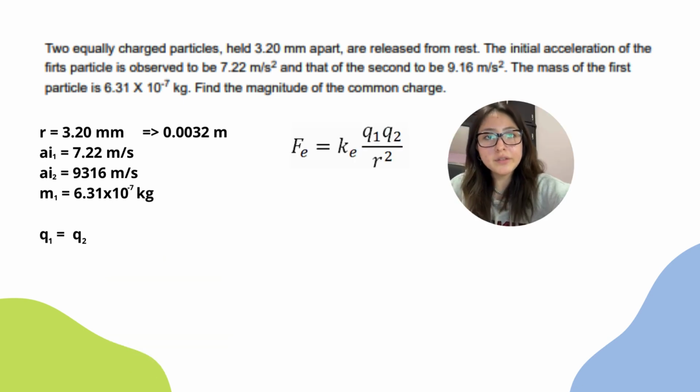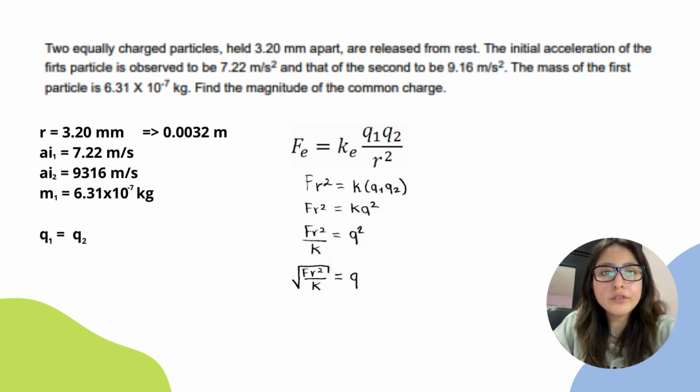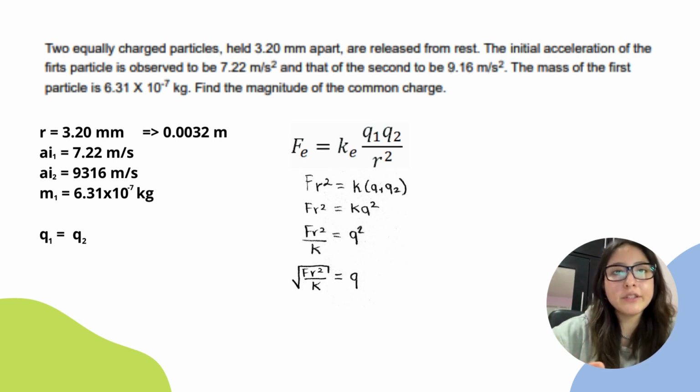Now we are going to use Coulomb's law to find the magnitude of the common charge. To do this, we have to solve the equation for Q. First, I pass the radius by multiplying. Then, since Q1 is equal to Q2, we can put Q times Q2 like Q squared. At the end of the solve, we get that Q is equal to the square root of the force times the radius squared over the constant K.